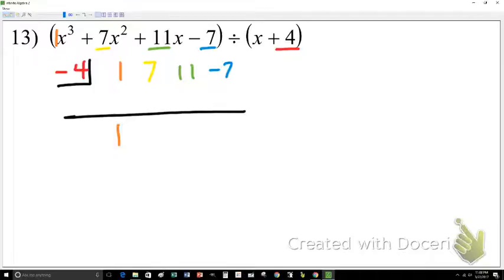So we take that number we brought down, 1 times the negative 4, and we get negative 4. Now we add 7 plus negative 4, we get 3. Take the 3 times negative 4, so now it repeats again. 3 times the negative 4 that's in the box there, and we get negative 12. Okay, so place negative 12 underneath the next number. Add, and you get negative 1.